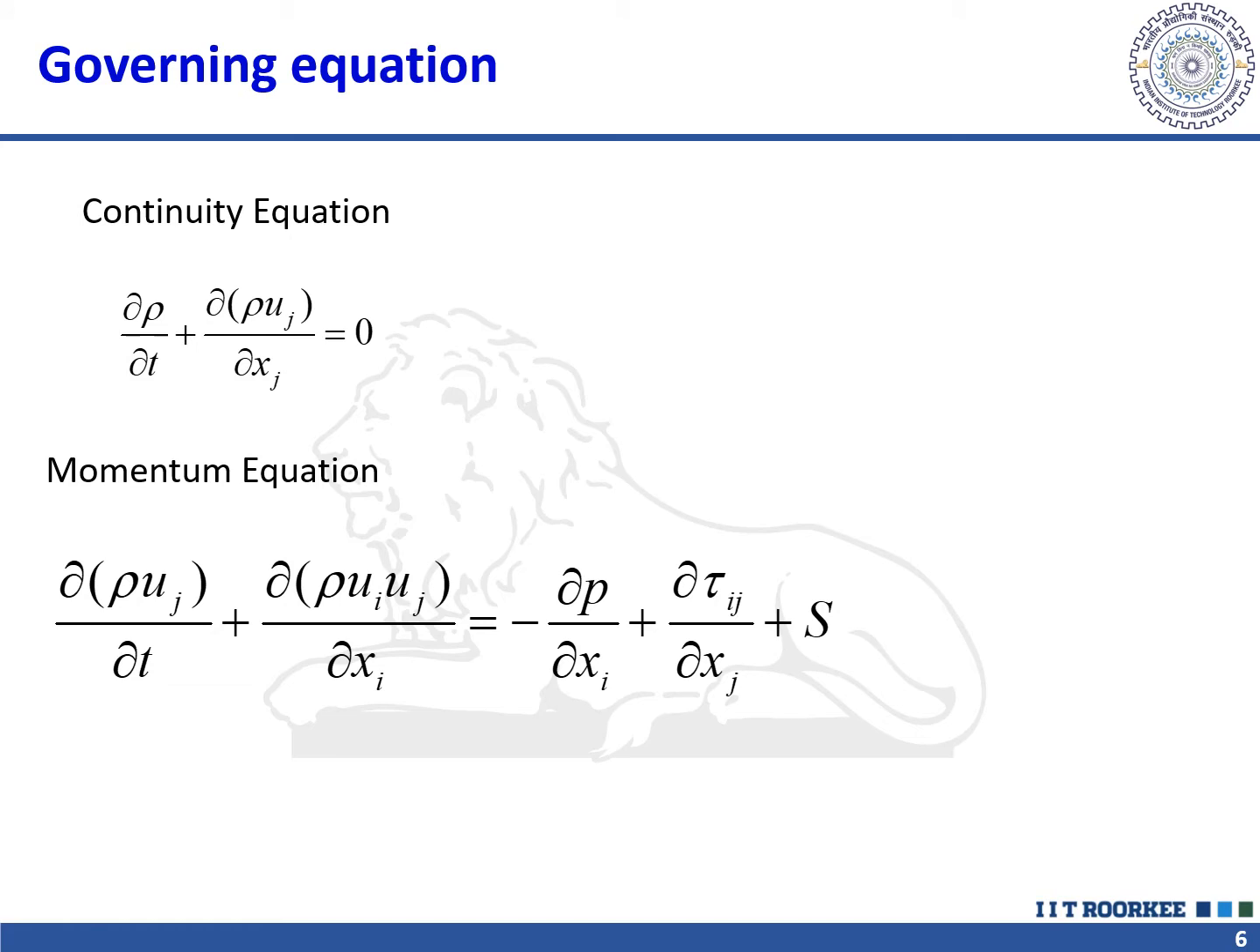For the simulation of numerical geometry of Francis turbine, ANSYS CFX software was used. It solves unsteady Navier-Stokes equation in the form of continuity equation and momentum equation, where rho is density, u suffix j is velocity vector, p is pressure, S is the sum of body force, and tau suffix ij is the stress tensor.